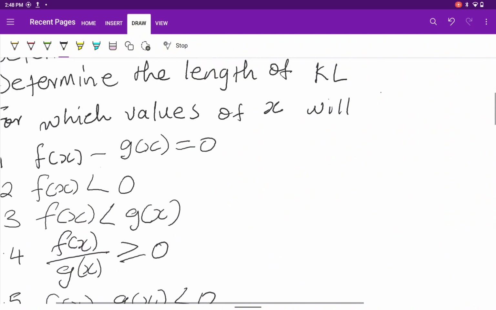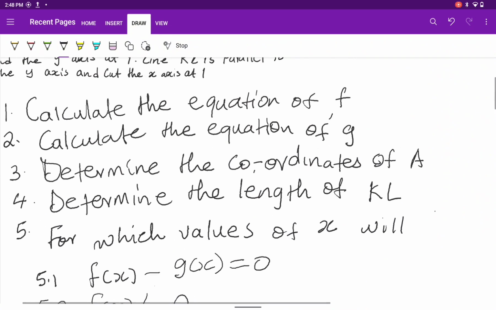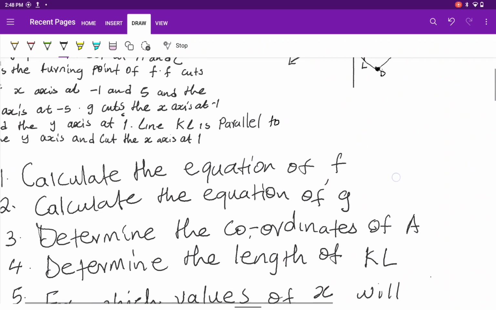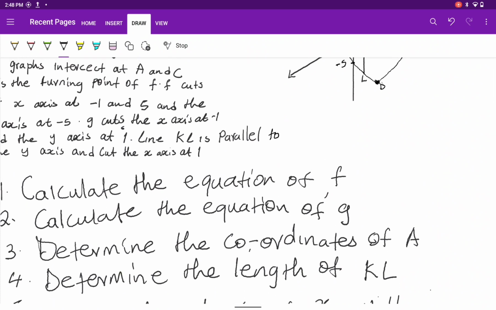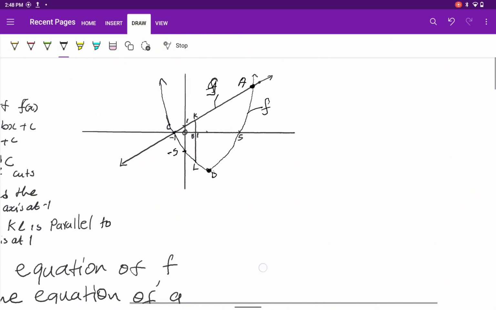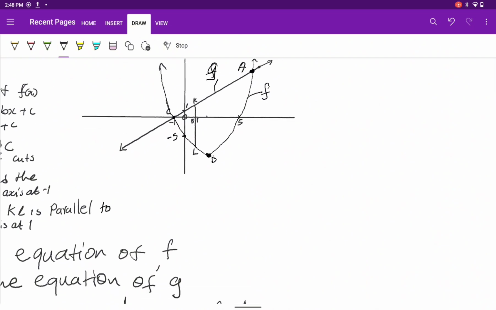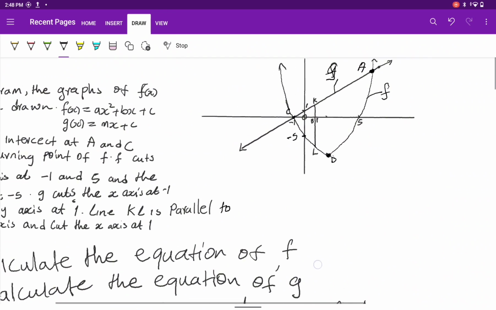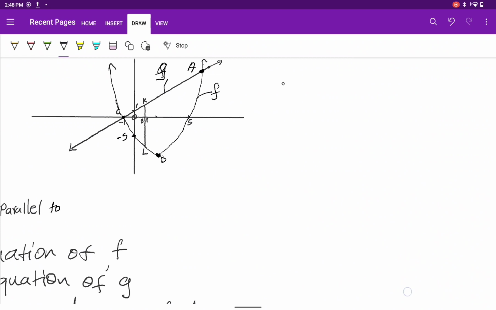Let's start with the first question. Number 1, we want the equation of f and the equation of g. Right, so f is our parabola. Now let's check what is given on the parabola. Let's look at the given information. We are given the x-intercepts and 1 point.